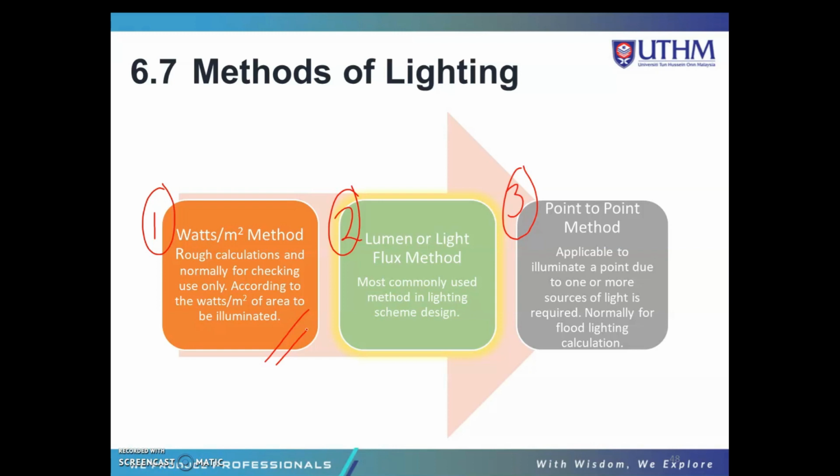The second method, and the most popular, is the lumen or light flux method. This is a commonly used method in lighting system design. This method is applicable to those cases where the sources of light produce an approximately uniform illumination over the working plane, or where an average value is required.